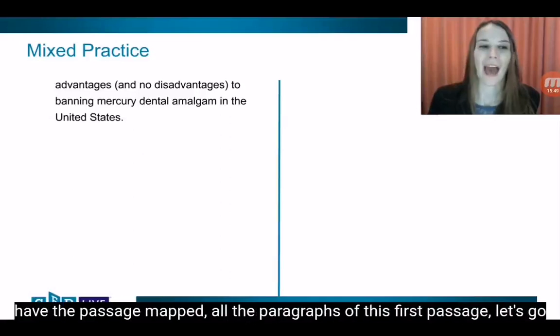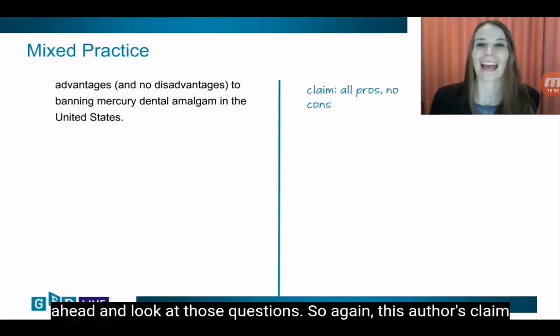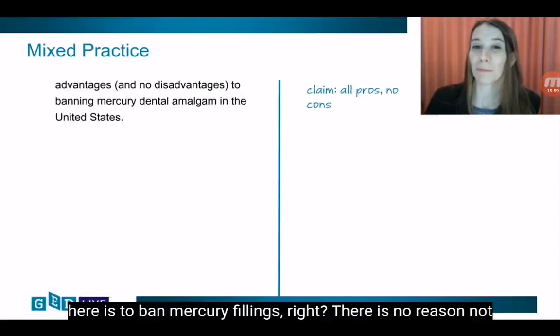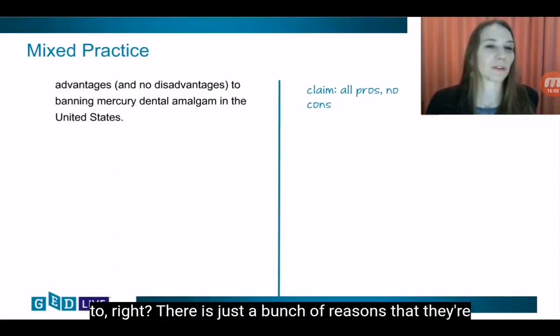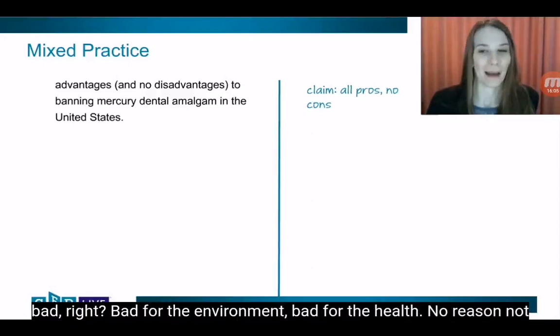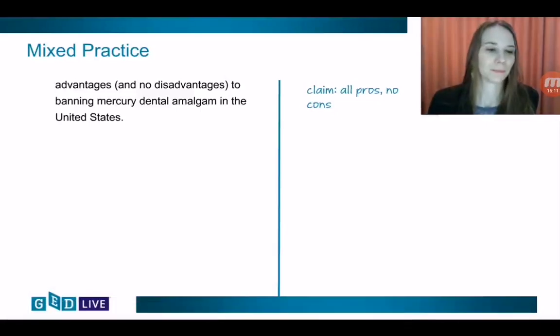So now that you have passage mapped all 3 paragraphs of this first passage, let's go ahead and look at those questions. So again, this author's claim here is to ban mercury fillings, right? There's no reason not to, right? There's just a bunch of reasons that they're bad, right? Bad for the environment, bad for the health, no reason not to switch to this alternative.